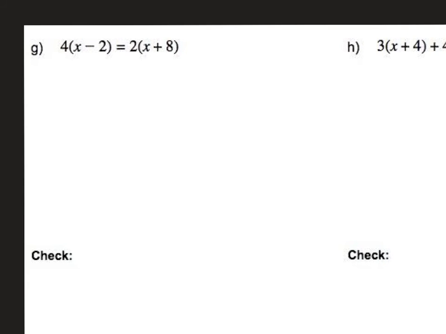All right, so letter G, we've got lots of parentheses. We haven't dealt with parentheses yet, so that's going to be the first thing we get rid of by distributing through. So we'll get 4x minus 8, careful with that negative sign in here, and 2x plus 16.